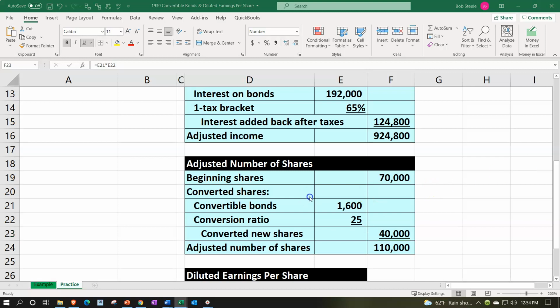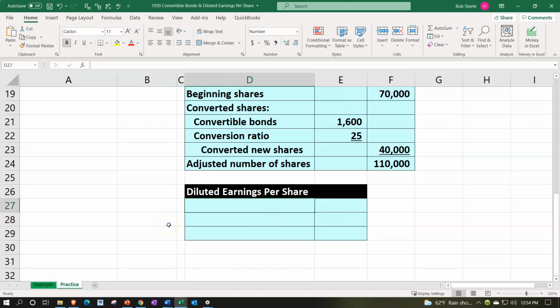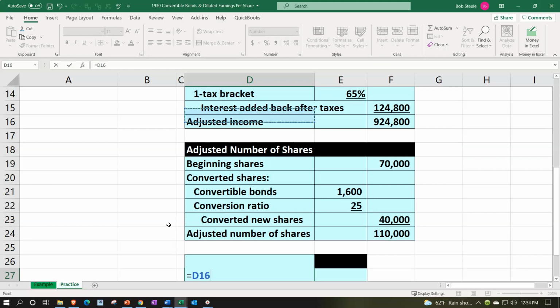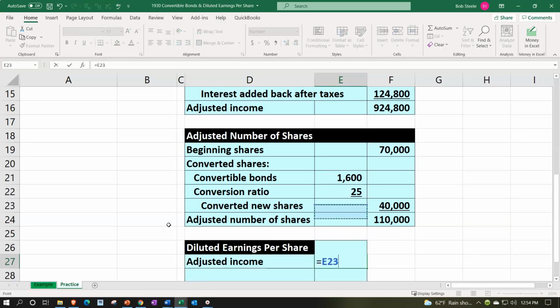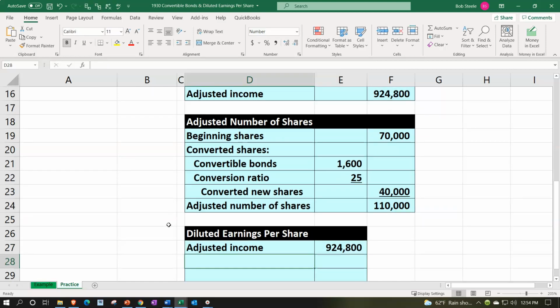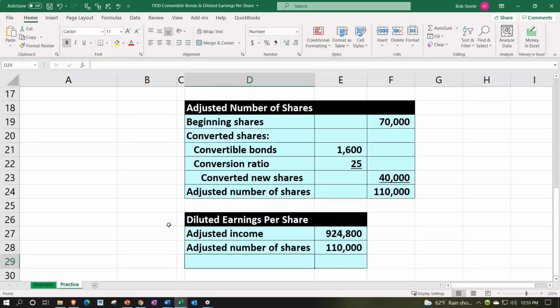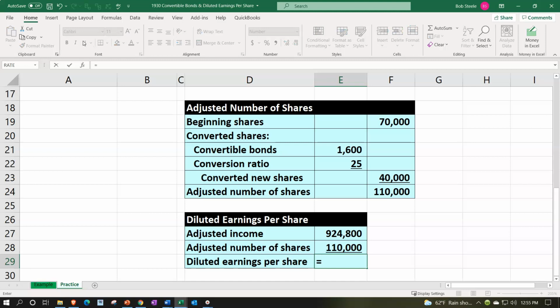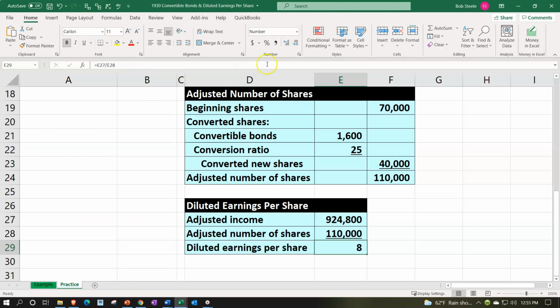So then we can calculate the diluted earnings per share now that we have our net income, which is the adjusted. Let's pick it up from up above. We'll just say this equals. That's easier. Less likely for me to misspell something that way. So we're going to take that one. Then we got the adjusted number of shares, which would be the 110,000. And let's underline that by going to the font group and underline, and that'll give us our diluted earnings per share, which would then be the 924.8 divided by the 110,000, adding a couple decimals, number group, a couple decimals.